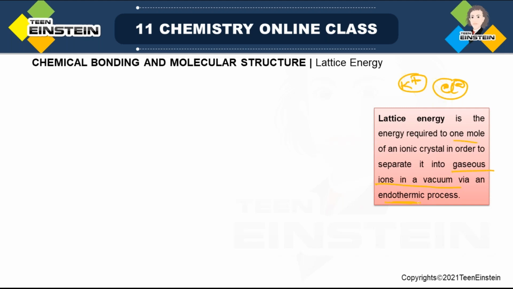Similarly, you can also consider the reverse process. Suppose several K plus ions and Cl minus ions are present in free condition, far from each other in vacuum, and now you bring them close to each other and form an ionic crystal. In that case the process will be exothermic because energy will be released. From an unstable condition you are going to a stable condition, because you are making the lattice from free ions, something more stable. So energy will be released.